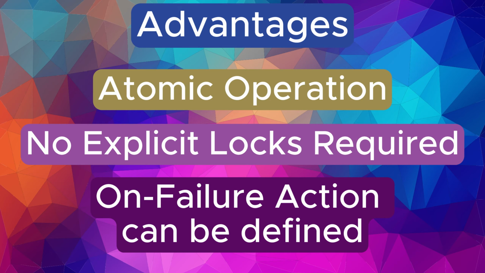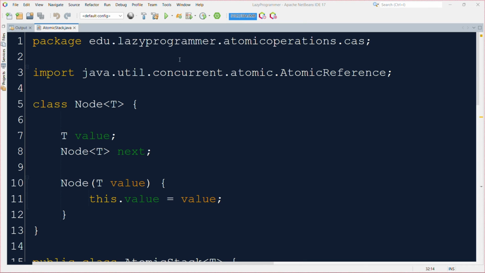It can also be used in conjunction with atomic variables like atomic integer or atomic reference to implement thread-safe data structures. Now, enough with the theory, let's see an example as well. So here, first we have this class Node, which represents the element of a stack. It contains the current element value and a pointer to the next element in the stack.